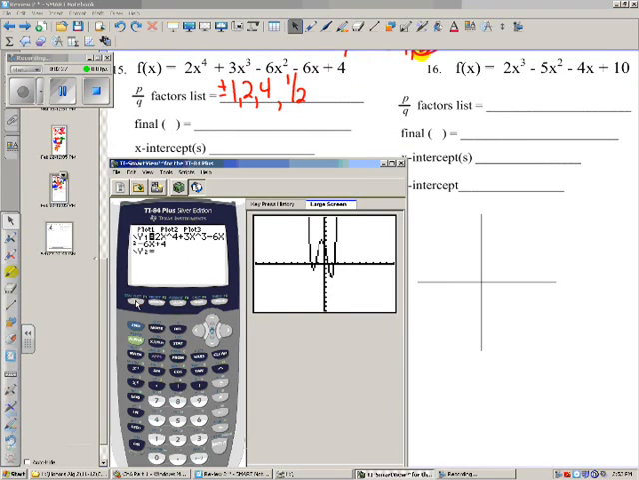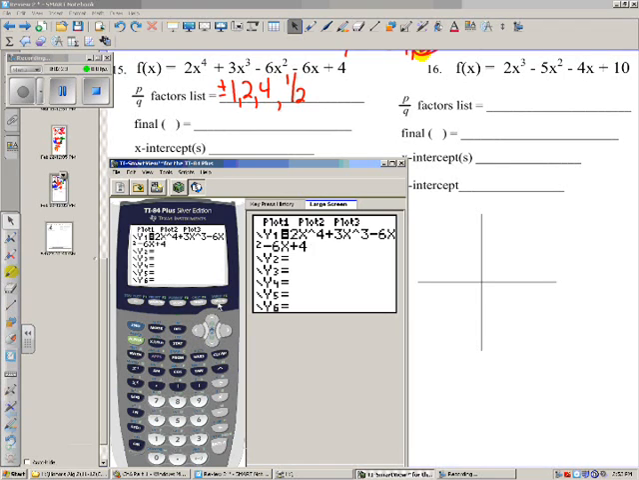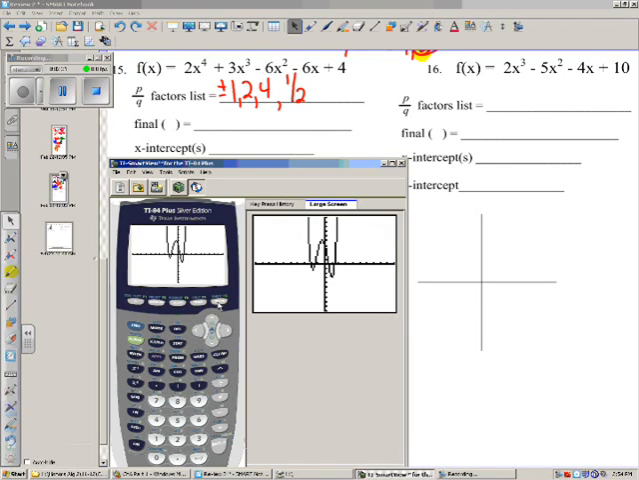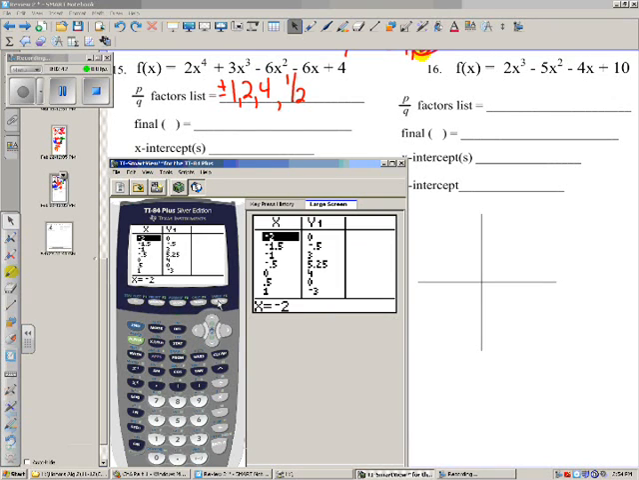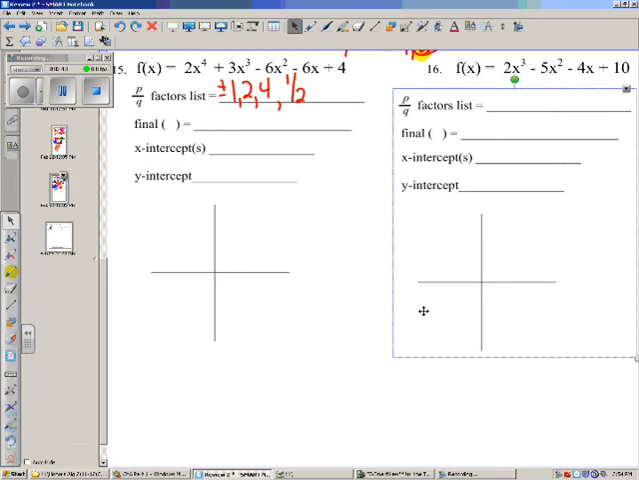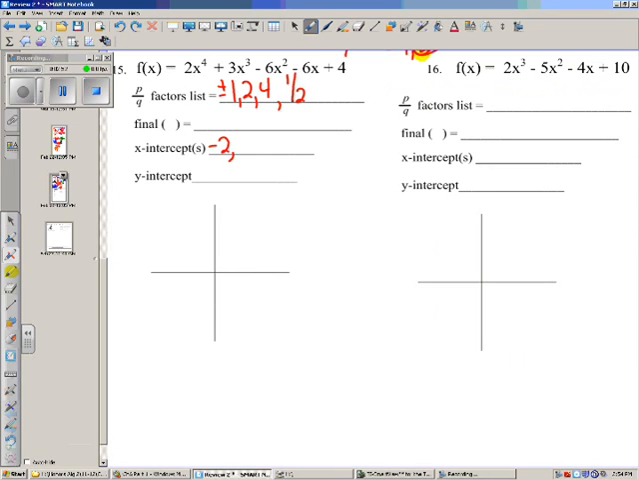All right, so I've gone ahead and put the equation in, and I'm going to graph it. And it's kind of hard to see some of the points. It looks like one of the x-intercepts is negative 2. Another one looks like a half. So what I could do, again, is go to the table. I've set mine to go up by halves. So it does. Negative 2 is 0, and a half is 0. So I'm going to go ahead and list those in there under my x-intercepts.